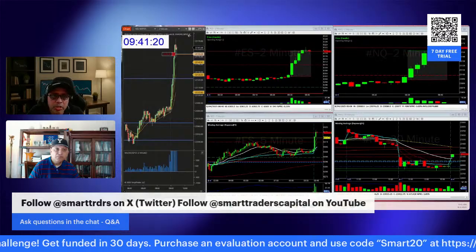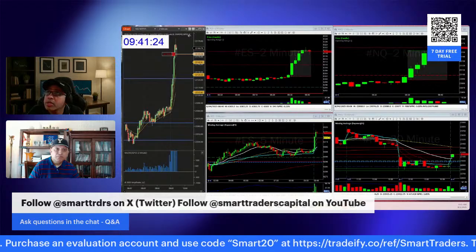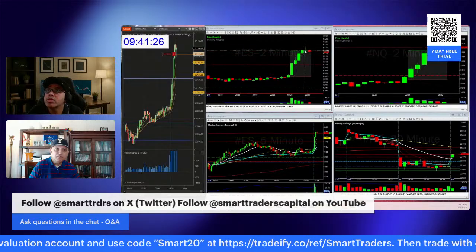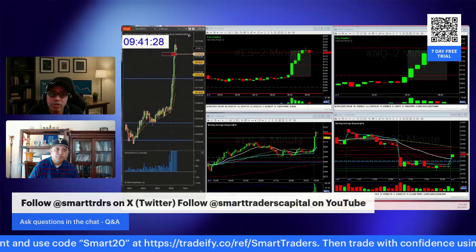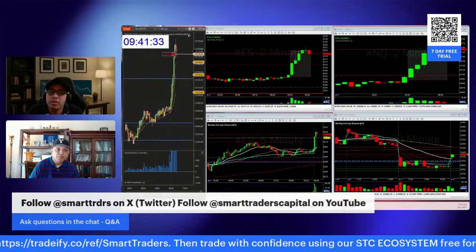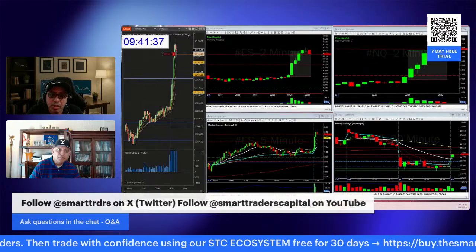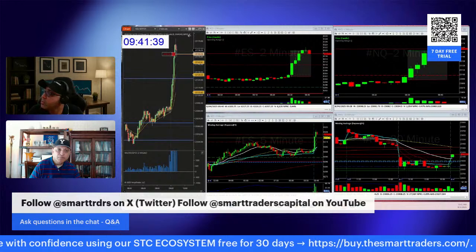Still holding at this level. I don't like this pullback. Look at this indecision candle. That's why I showed it. Both ES and NQ had the indecision candle. Okay, ES is continuing down. Come on. I want NQ to come back down as well.